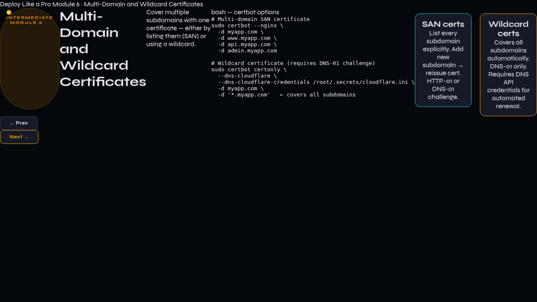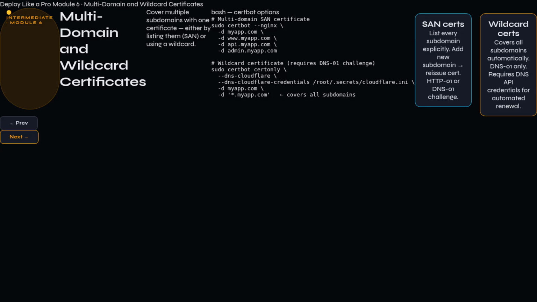Option 3, wildcard certificate. *.myapp.com covers all immediate subdomains. One certificate for the entire domain. Requires DNS-01 challenge, the only way to validate wildcards. Certbot command with DNS challenge: certbot certonly --dns-cloudflare -d myapp.com -d *.myapp.com. The second, *.myapp.com, covers all subdomains, the first, myapp.com, covers the root.